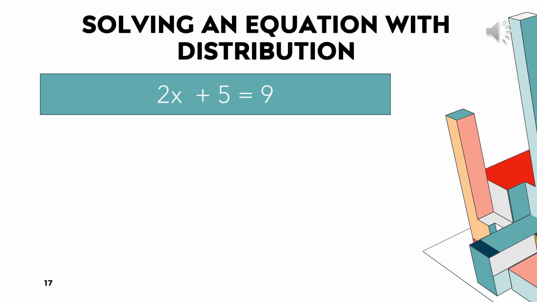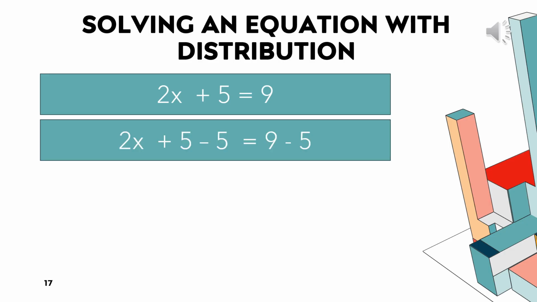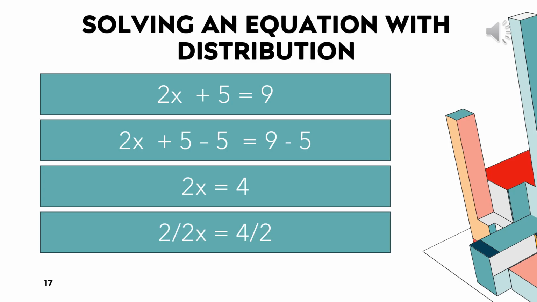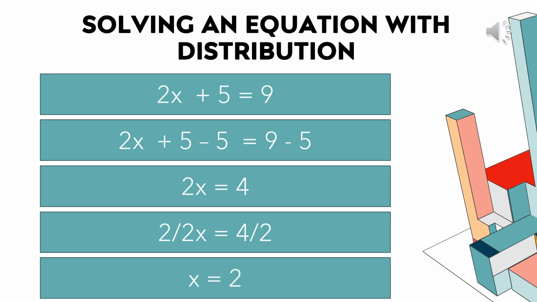To solve this problem, first, we will subtract 5 from both sides of the equation. This will give us 2 times x equals 4. Next, we divide both sides by 2. 2 divided by 2 equals 1. This leaves us with the variable x on the left side of the equation. 4 divided by 2 equals 2. So, our answer is 2. On the next slide, we will substitute 2 into the original equation to check our answer.